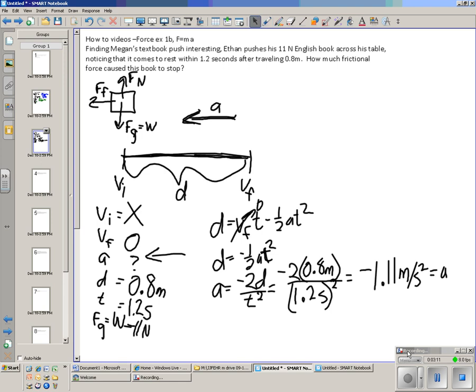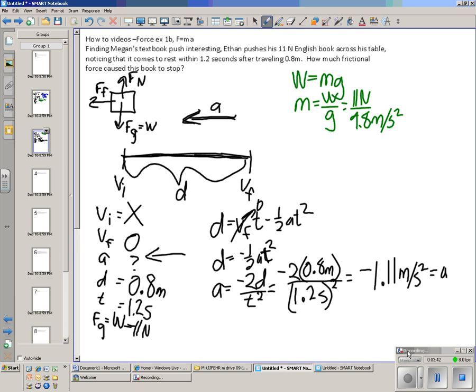Let me change to a different color here, talk about what we're going to do with the weight in order to turn it into mass. Weight, or gravitational force, is equal to mg. The F equals ma uses mass and not weight, so we'll need to convert this. Mass is equal to W divided by g. So let's go ahead and plug in. We have 11 newtons divided by 9.8 meters per second squared.